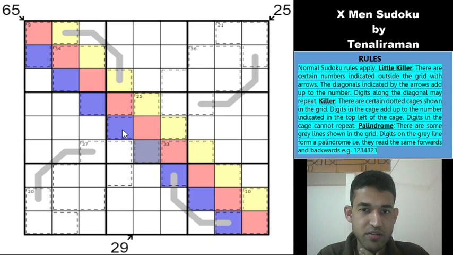16, right? Because if you have anything less than 16, then this cage, you cannot satisfy this cage total. 15 or anything less than, you will have minimum 10 here. So which means that this would have to be minimum 16.